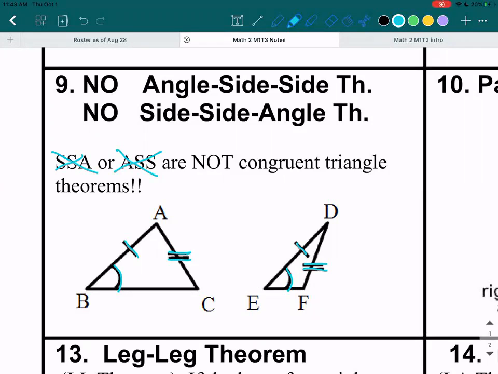So yeah, so now that we've finished off those 9 boxes, do you guys have any questions?